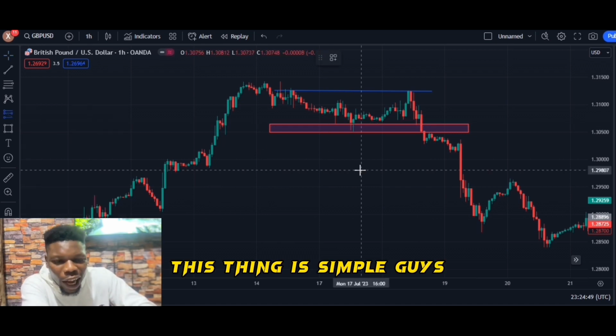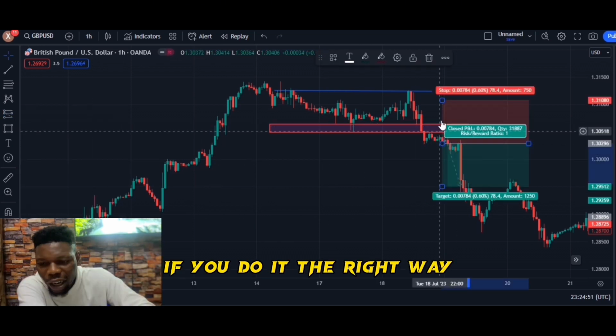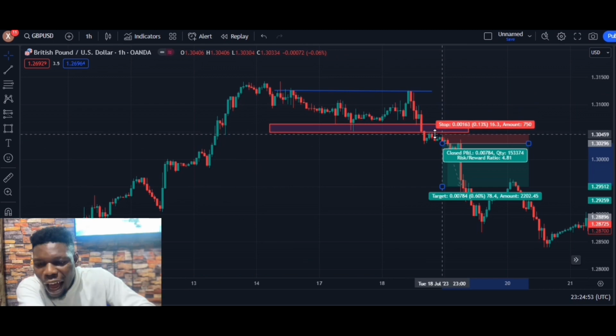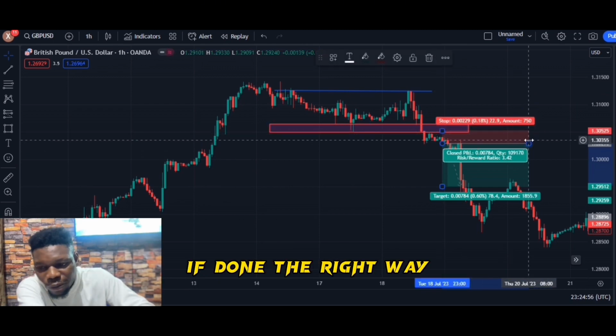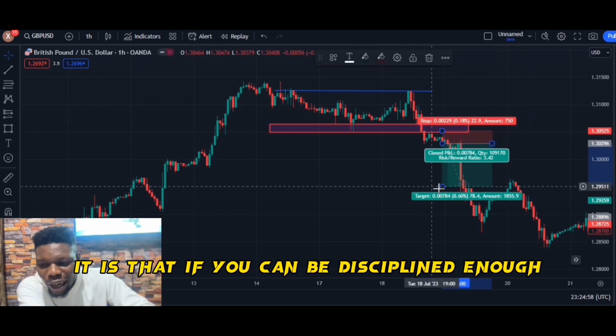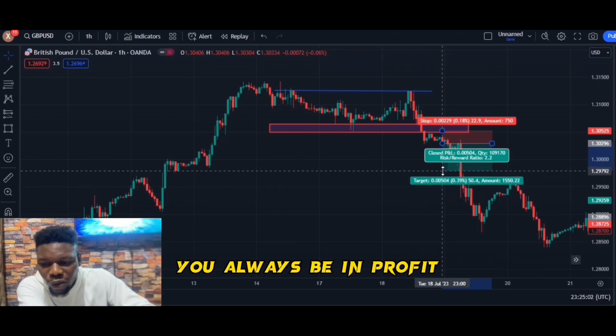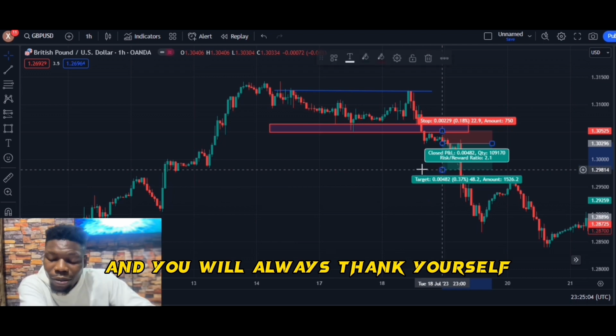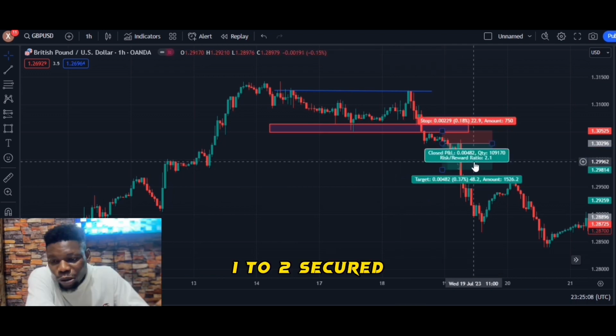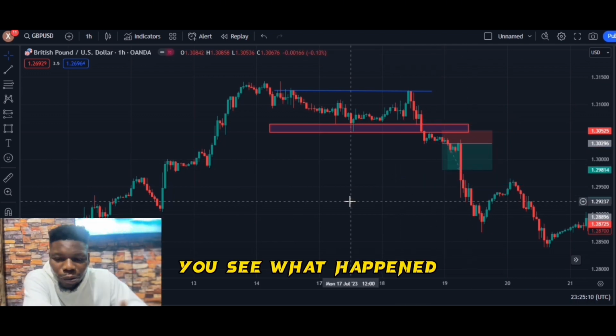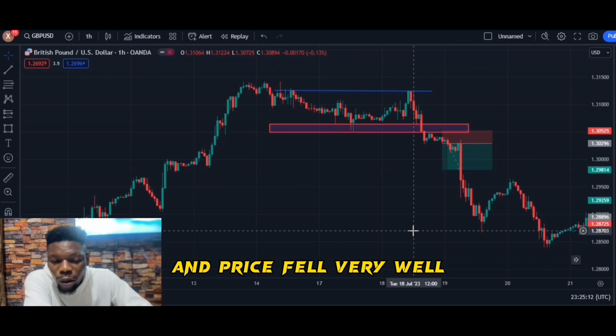This thing is simple, guys. If you do it the right way, trading is simple and interesting. If you can be disciplined enough to not go outside your trading plan, you will always win profit, and you will always thank yourself. 1 to 2 secured. You see what happened? And price fell very well.